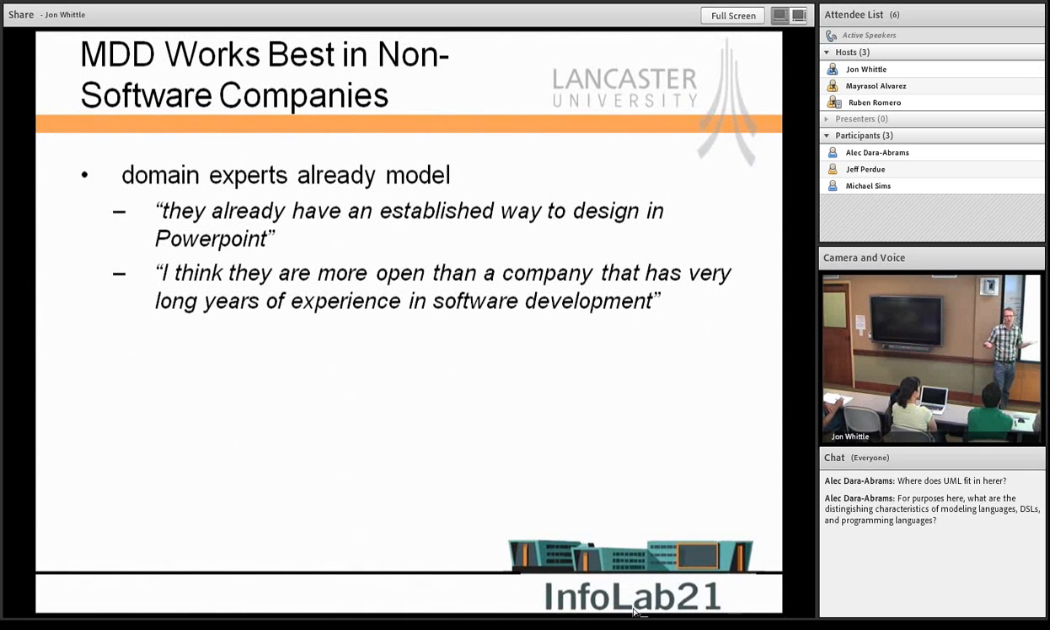they already model. If you go into an automotive company, you'll see people drawing models using PowerPoint or something else that talk about the ECUs in the car and how they interact with each other, and they'll be doing models in a way that general purpose software engineers don't. And so they already have an established way to design, and so it's a small step from there to get them to design a little bit more formally so that you can actually generate code from it.